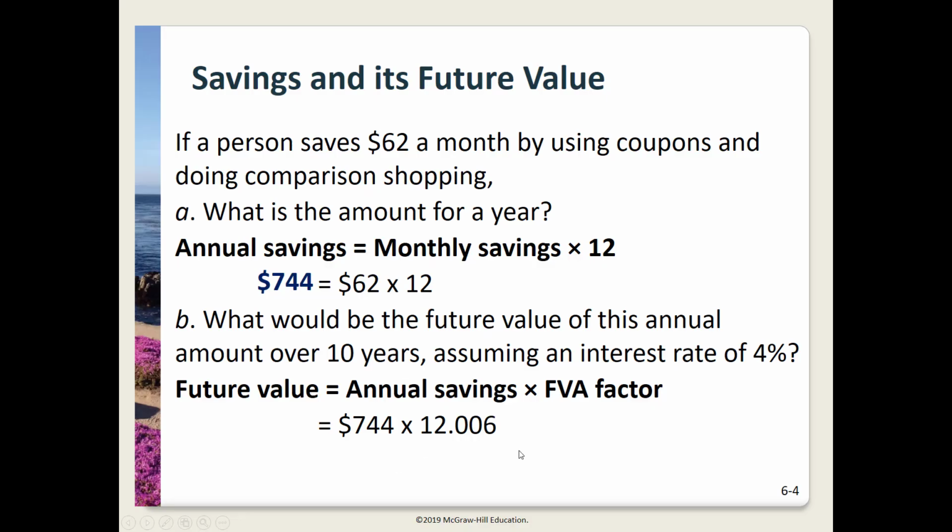12.006. So plugging this in, our 744 annual savings times our factor of 12.006, we get a future value of $8,932.46. So this is really the value of saving money over the 10 years at a particular interest rate.